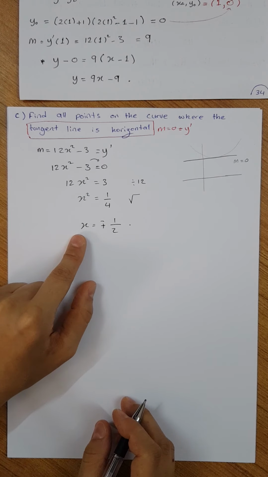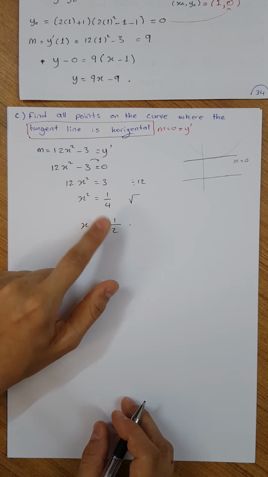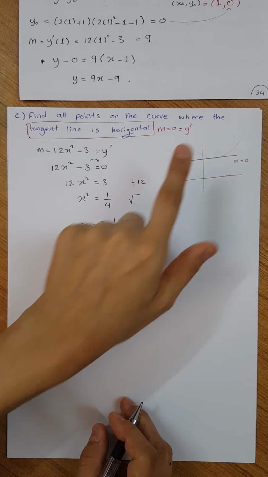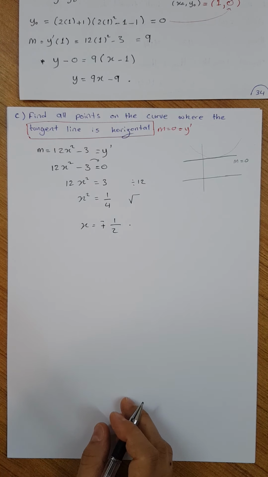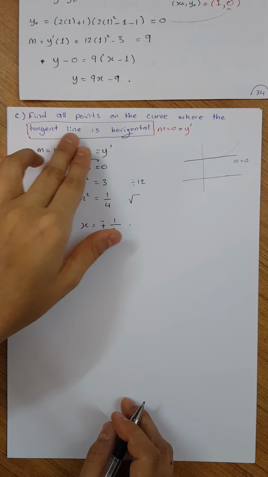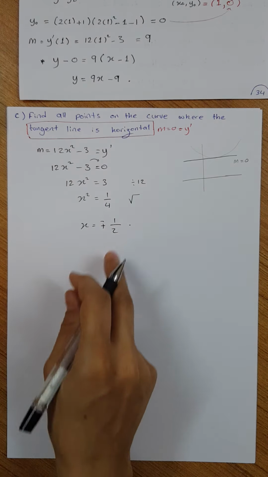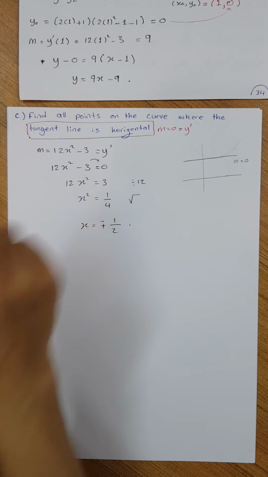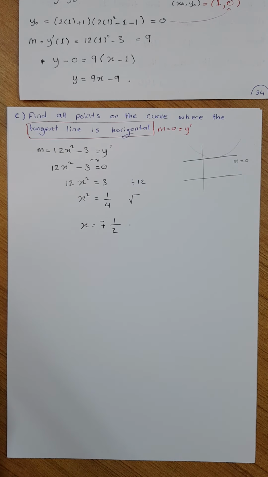So when x is equal to 1 over 2 and negative 1 over 2, the derivative of the function will equal 0. What does that mean? That means the slope is equal to 0. And what does that mean? That means the tangent line is horizontal. So at those 2 points, the tangent line would be horizontal for the given curve there.